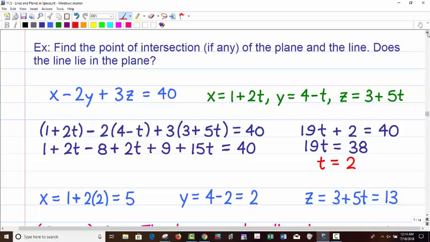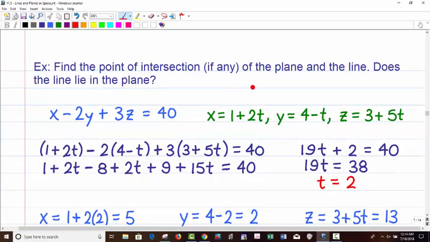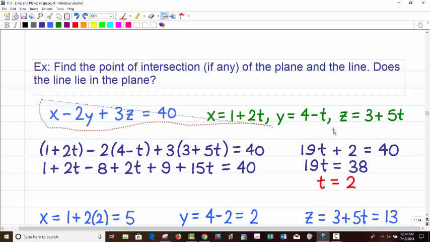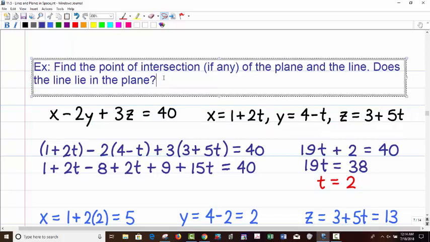This one asks, does the line lie in the plane? That's a little bit different, meaning is the line riding along with the plane? Let's take care of the usual business here. We've done this a couple of times, so I'll go through this a little quicker. These were given.